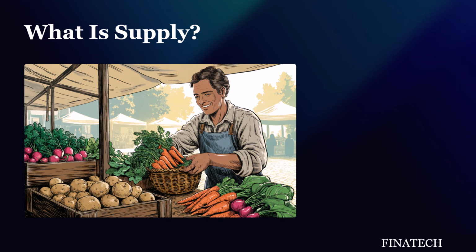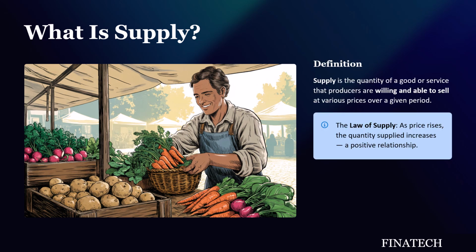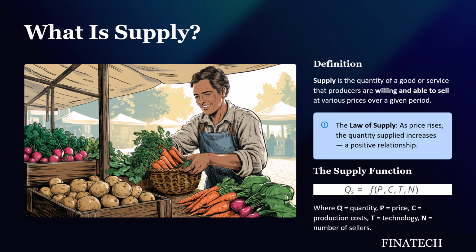What is supply? Definition: supply is the quantity of a good or a service that producers are willing and able to sell at various prices over a given period.